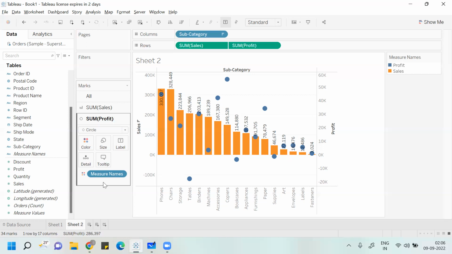Clear, everyone? Anyone have any doubt? Please ask me. You can easily see this parameter very well.